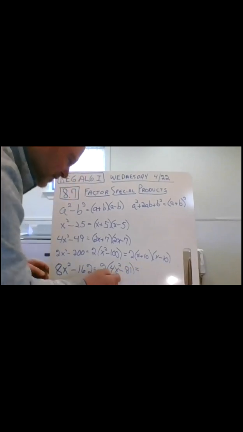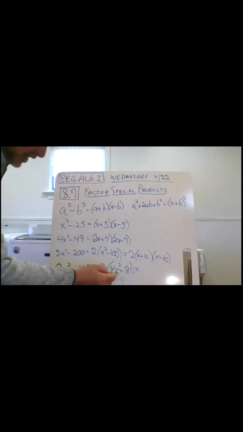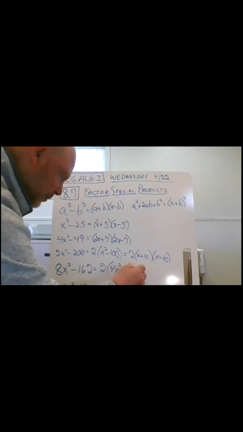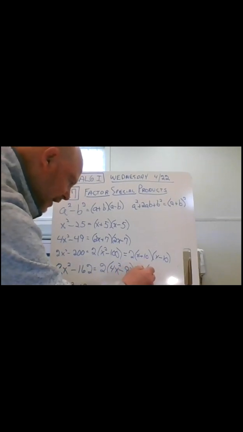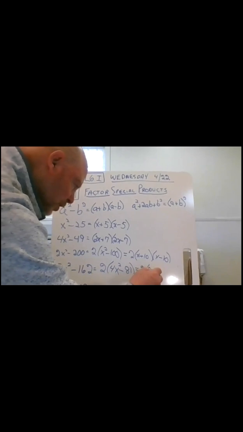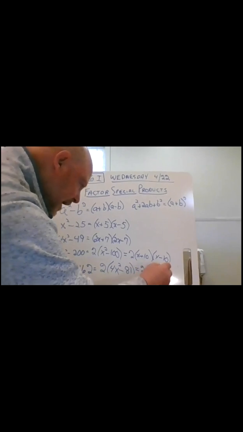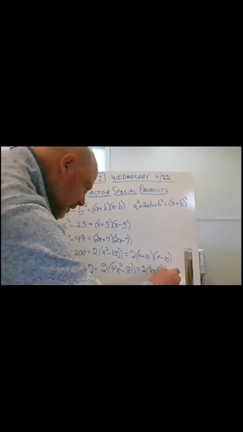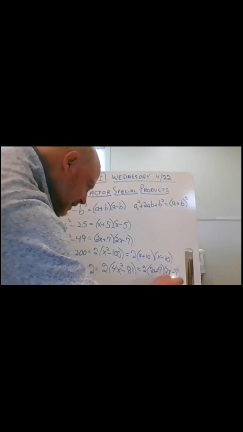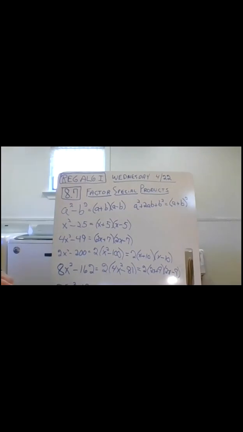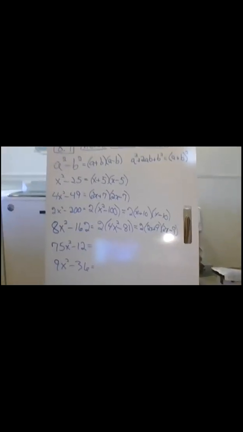And now we look at that. That's a difference of squares. 4x squared is 2x being squared. 81 is 9 being squared. And so we end up with a 2, and then we get the 2x plus the 9 times 2x minus the 9. And now we are done. So make sure you're really paying attention to these problems.